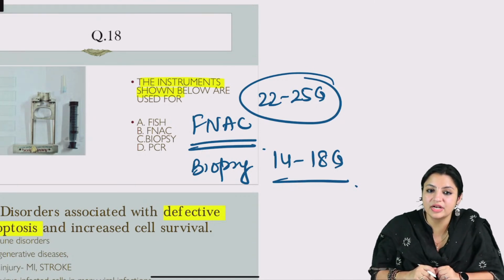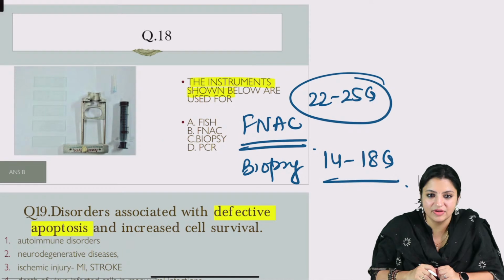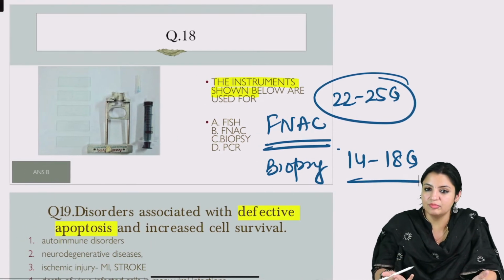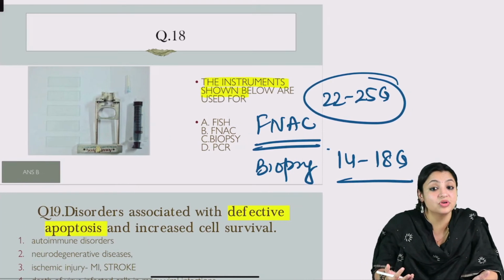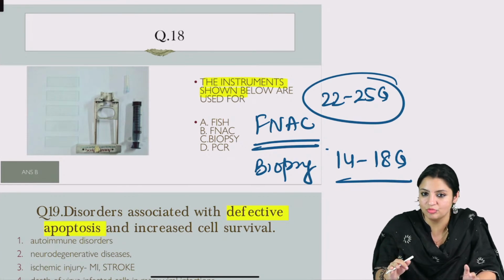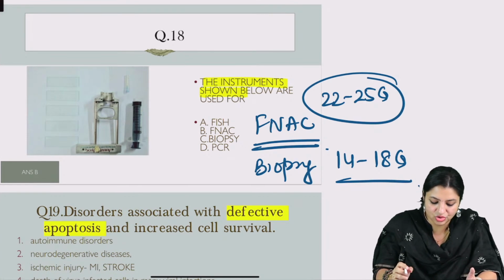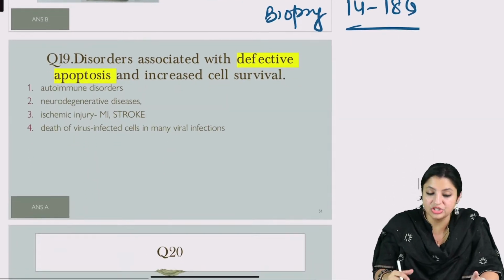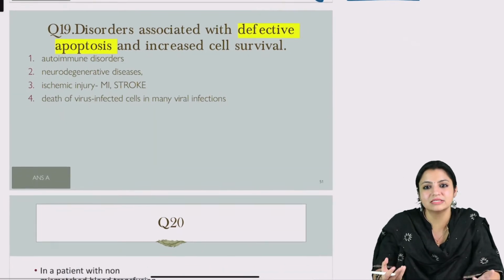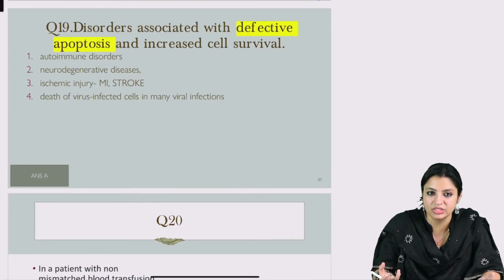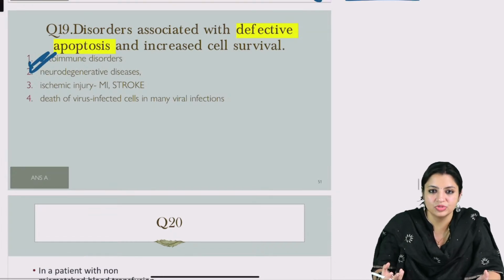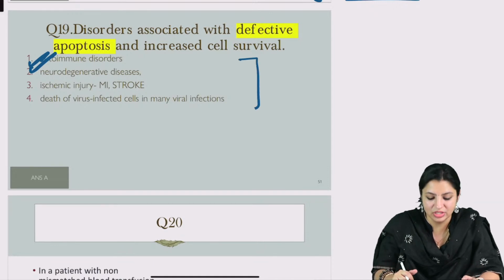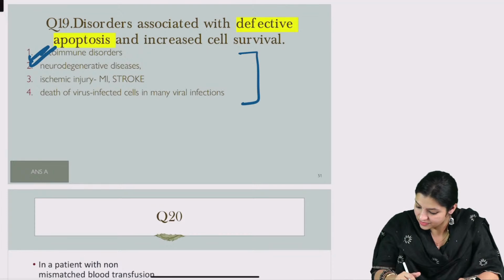Disorders associated with defective apoptosis and increased red cell survival. Whenever we have defective apoptosis, all the self-reactive T cells will not be killed and they will start attacking our own body cells. So autoimmune disorders usually occur because of defective apoptosis. All the other disorders, like neurodegenerative diseases such as Alzheimer's, where the cells start killing themselves, or viral infected cells which will kill themselves, are because of increased apoptosis. Whereas disorders of defective apoptosis are very typically autoimmune disorders. Right. Let's go to the next question.